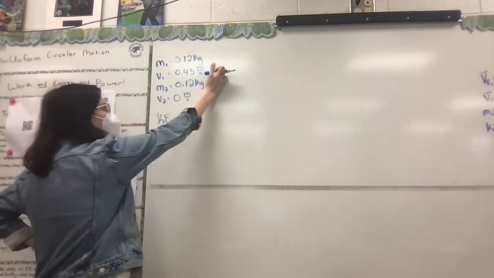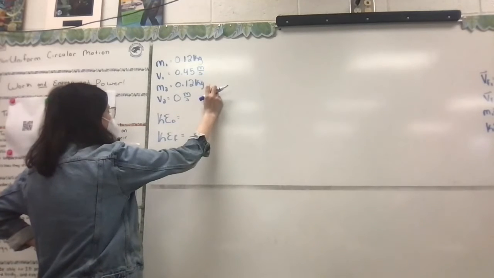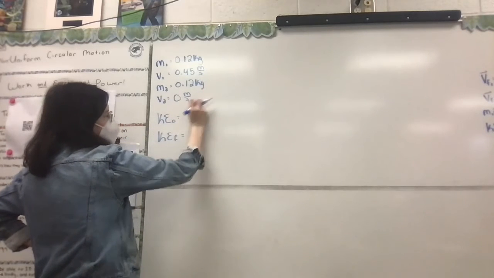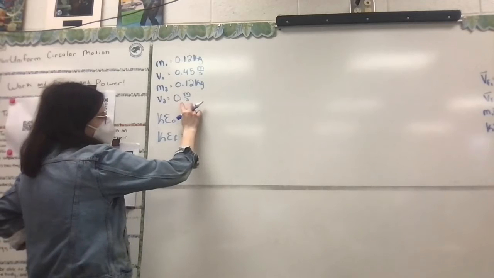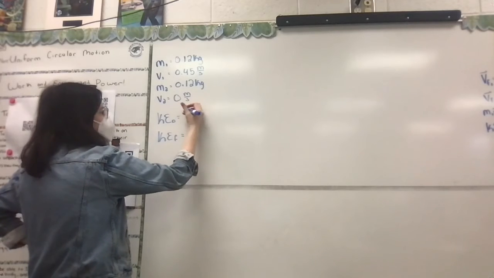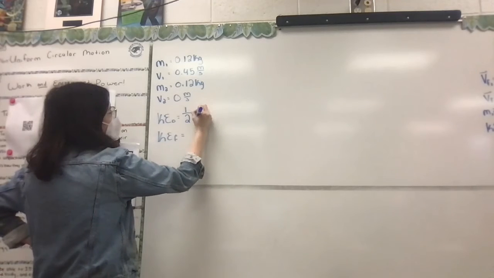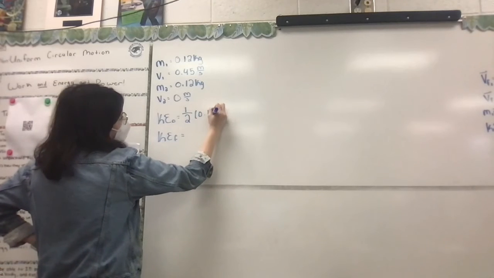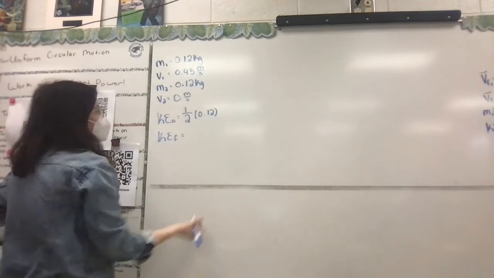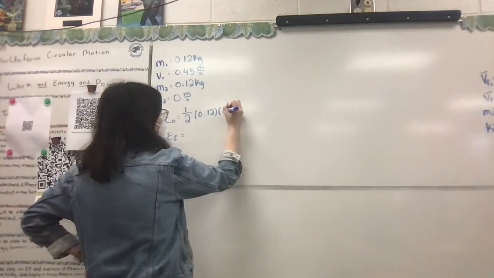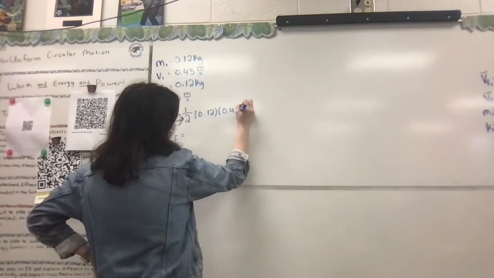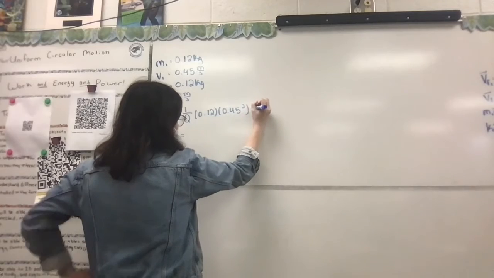We really are only concerned with the first mass. Why are we not concerned with the second mass? Its velocity is 0. So what would its kinetic energy be? 0. So initially, we only have kinetic energy with mass 1. So we do 1/2 times its mass of 0.12 kilograms times its velocity of 0.45 squared.